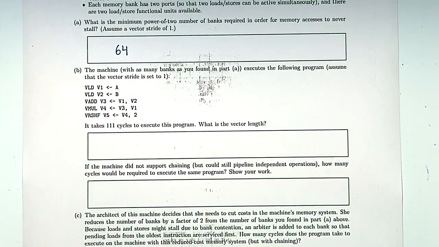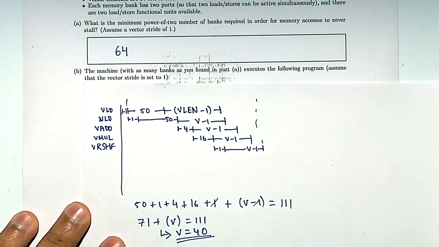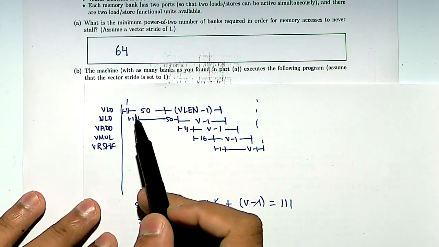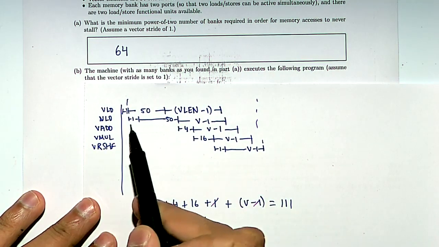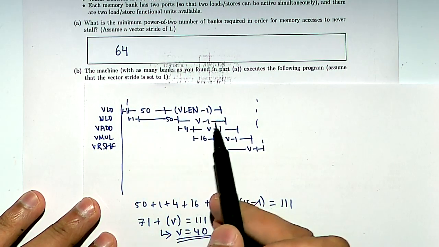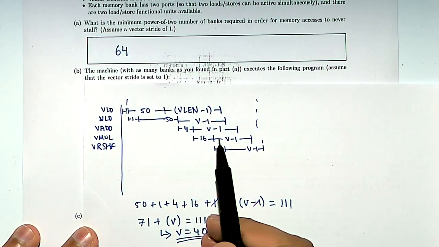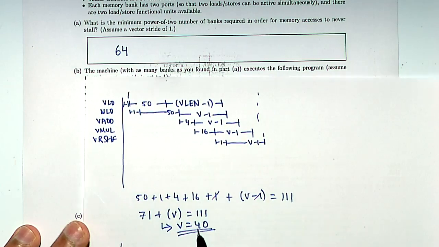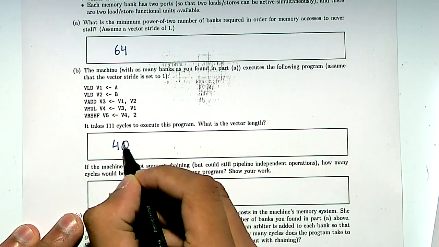We went ahead and did the timing diagram. We drew the timing diagram out, and we said that the first load takes 50 cycles, and then the length of the vector minus 1. The second load starts 1 cycle later, and it does the same operation. Then we have the add, which takes 4 cycles, the mul, which takes 16, and the right shift, which takes 1. All of this comes out to 111 cycles with a vector length of 40. So we know that the vector length here is 40.